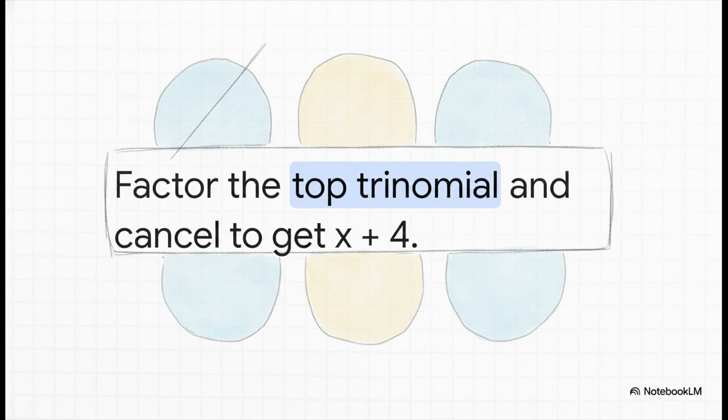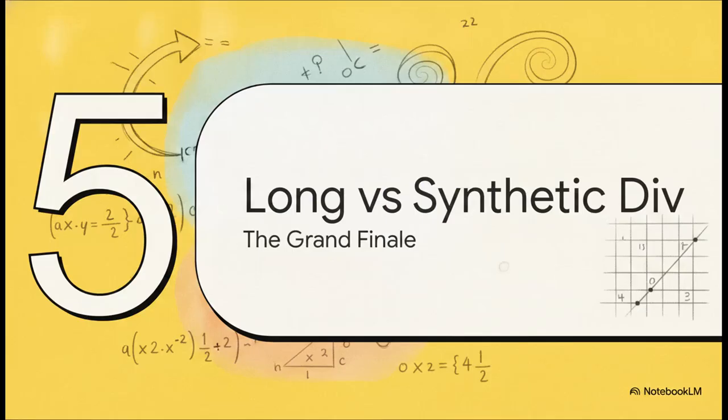3 and 4 hit the nail right on the head. 3 times 4 is 12, 3 plus 4 is 7. So, the top factors perfectly into x plus 3 times x plus 4. And since we are dividing by x plus 3, those identical terms cleanly cancel each other out, leaving us with a wonderfully simple answer, x plus 4. But, things don't always factor so neatly.